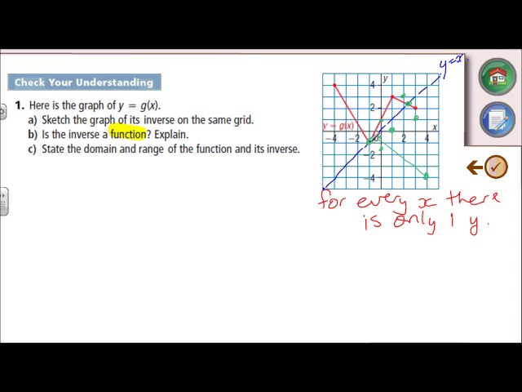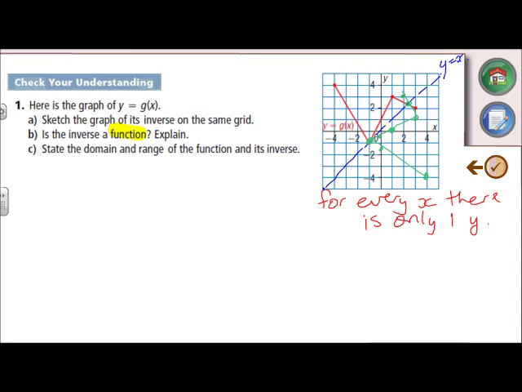Straight through here. Let's retry that. Here we go. Straight through there, up through there, and to there. Done. Looks beautiful. And it's just the same shape flipped over that line.